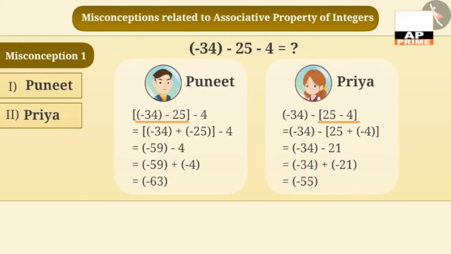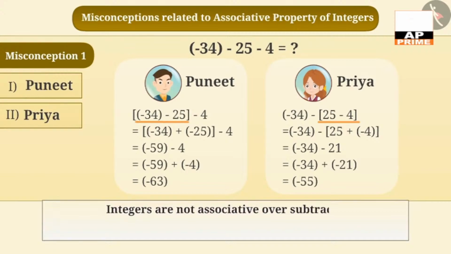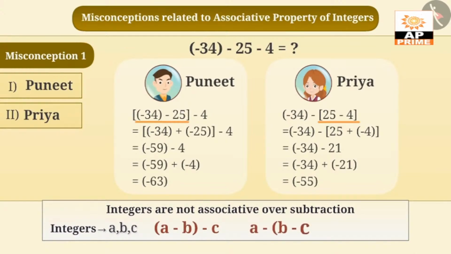While performing the subtraction of integers, sometimes the fact that integers are not associative over subtraction is ignored. That means for any integers a, b, c, (a minus b) minus c is not equal to a minus (b minus c). In this example, Priya made a group of 25 and 4 and solved it. She obtained the result as minus 55, which is an incorrect answer. The correct understanding is that while performing subtraction of integers, first two integers have to be subtracted and the third integer has to be subtracted from the result. Therefore, Puneet's answer is correct. That means the correct answer to the given question is option 1.